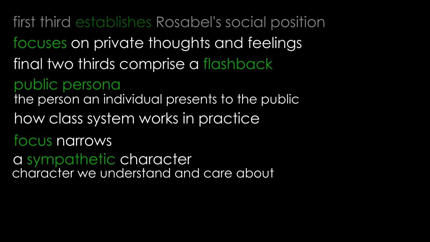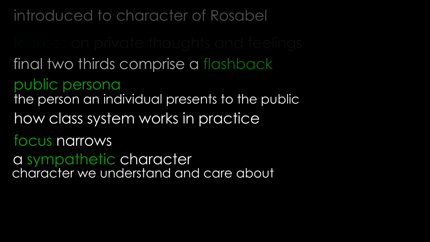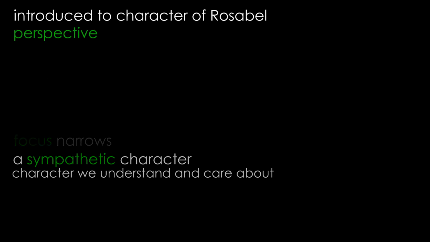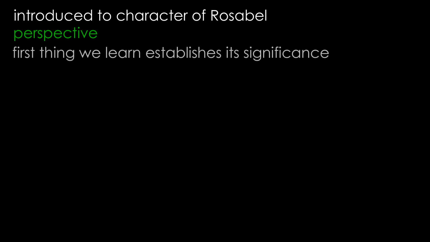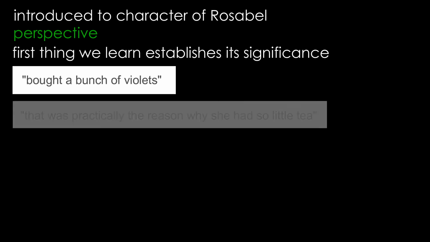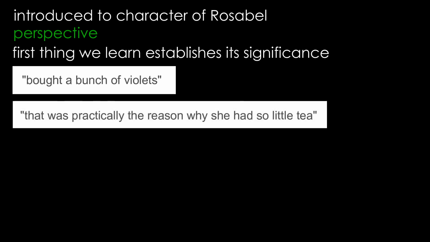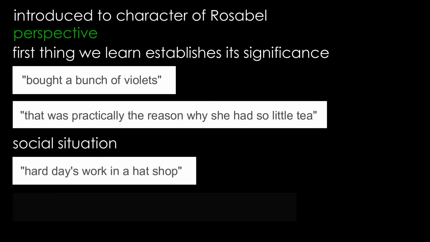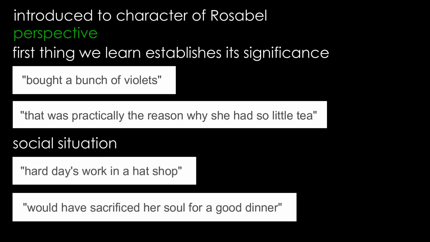At the beginning of the extract, we're introduced to the character of Rosabel, from whose perspective the story is told. The very first thing that we learn, which establishes its significance, is that Rosabel bought a bunch of violets, even though that was practically the reason why she had so little tea. We then learn about her social situation, that she's had a hard day's work in a hat shop, and she would have sacrificed her soul for a good dinner.